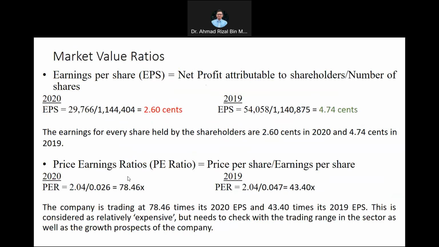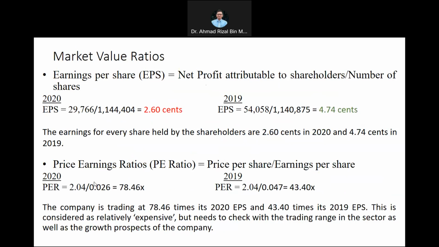The answer would be, we go and find the latest price as of today, the current price. Even though we are currently at the end of May 2023, we are doing the analysis for 2020 and 2019. So we find the latest price for 7-Eleven, and when we check, the latest price is 2.04 ringgit. So we use that 2.04 ringgit for both years.